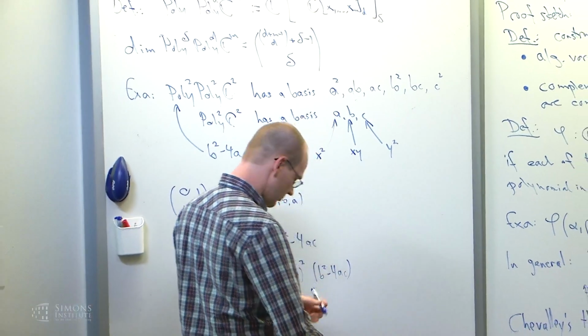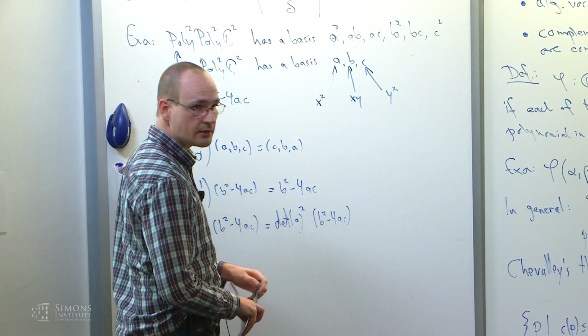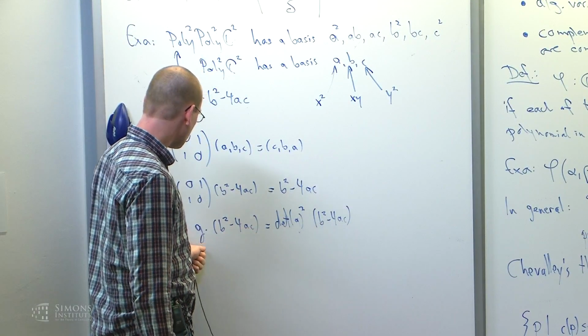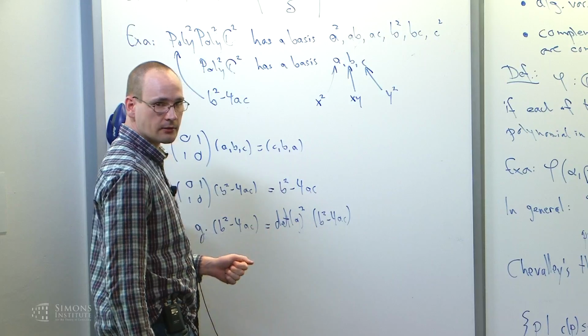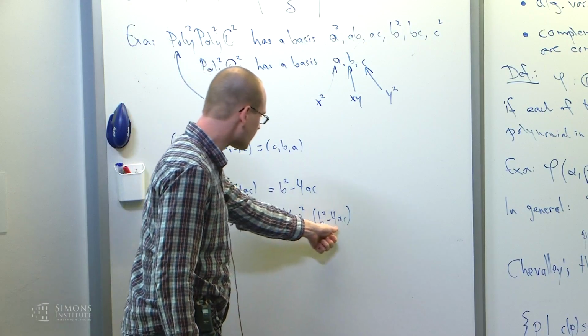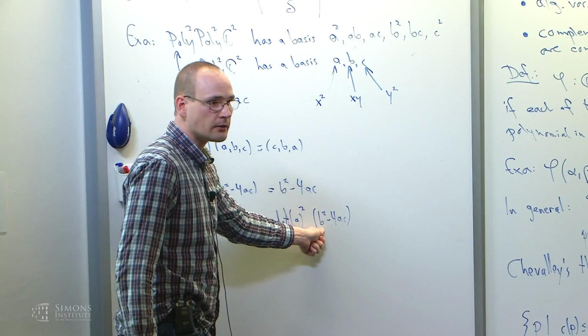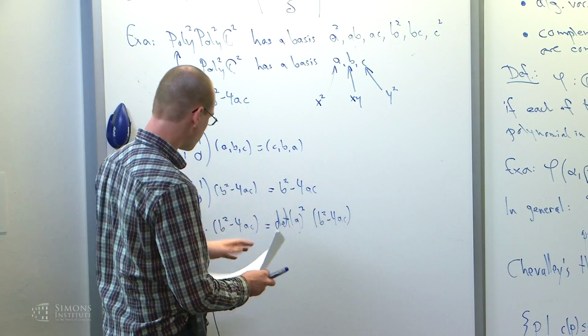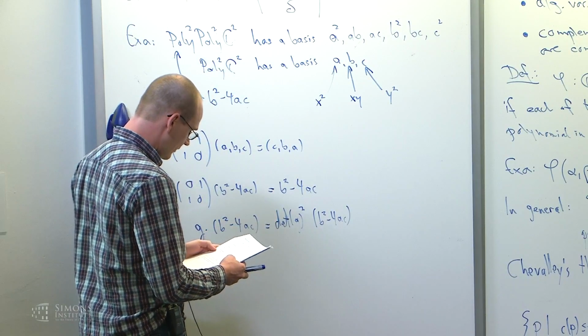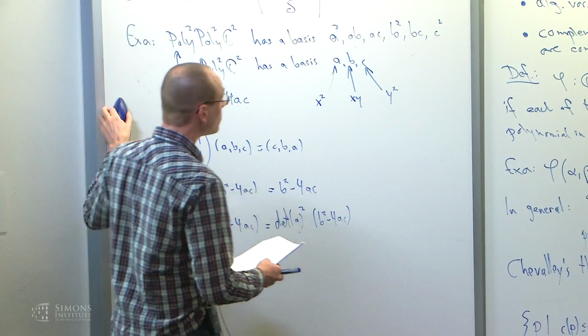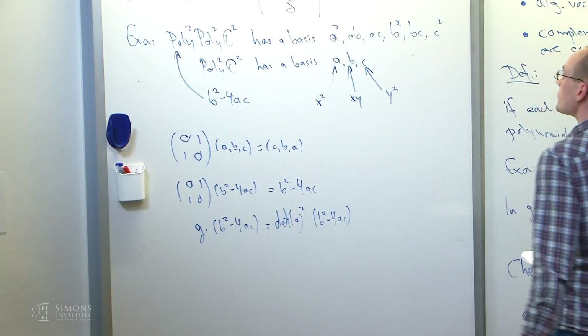Okay? So the discriminant has an important property. It is invariant under determinant 1 matrices, right? So the special linear group preserves this polynomial. And all right, it's good. But this is a bit of a tedious calculation.